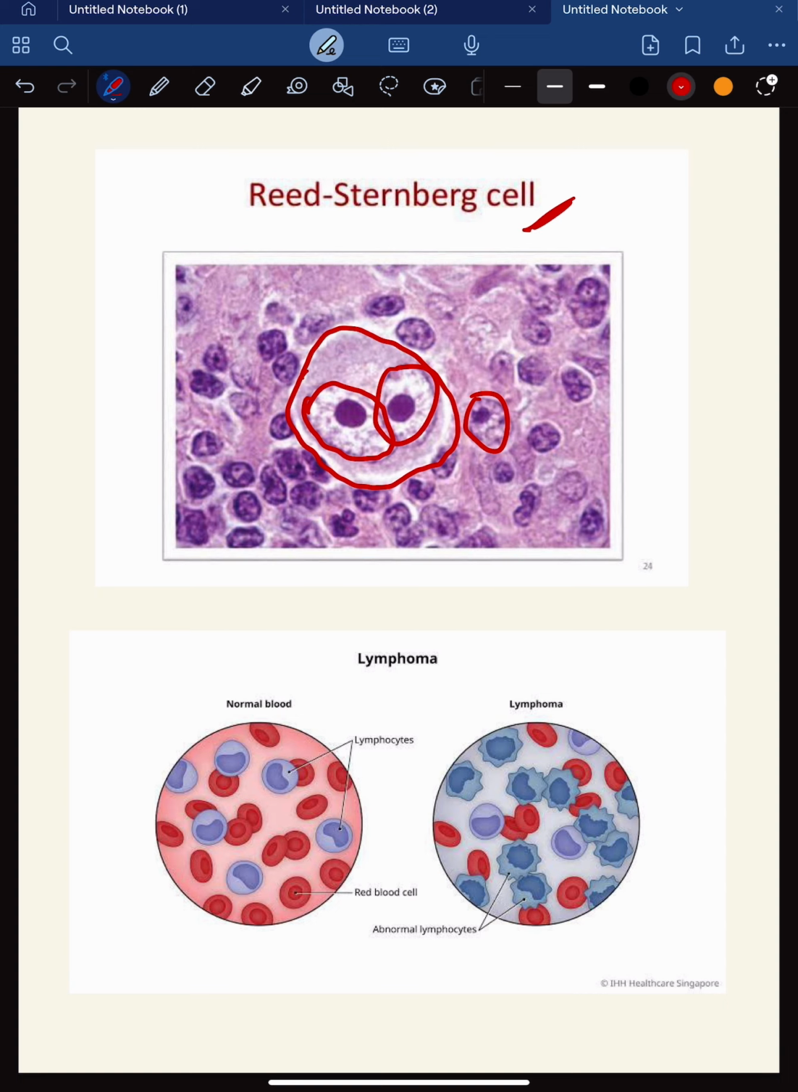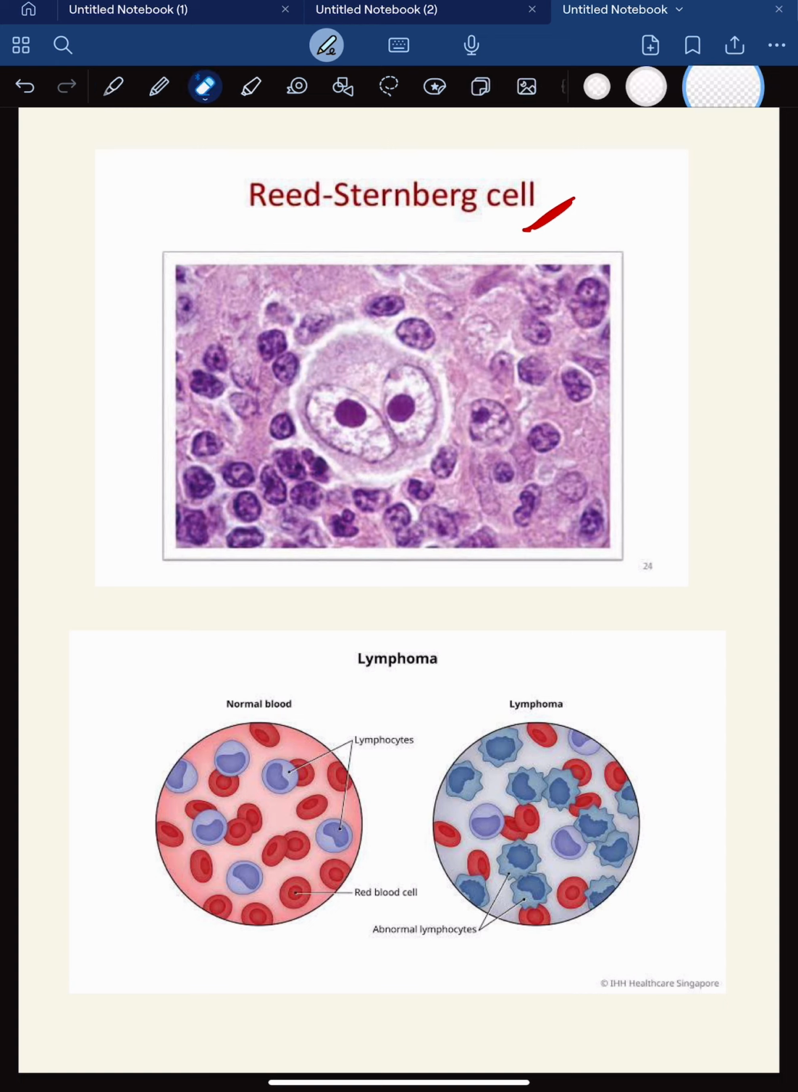If your stem says that you have a prominent binucleated cell, they won't directly tell you that it is a Reed-Sternberg cell. They'll just say prominent binucleated cell, giving you a hint that the cell is a Reed-Sternberg cell. So memorize this picture. This is a Reed-Sternberg cell.